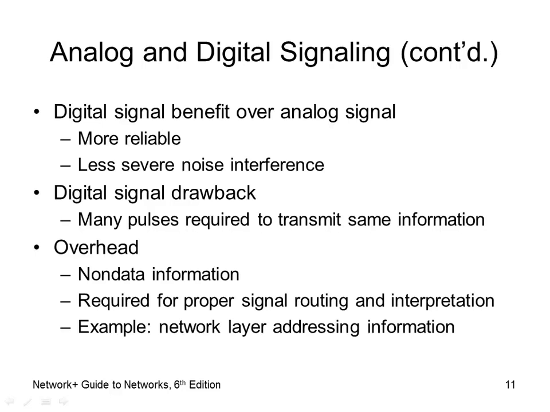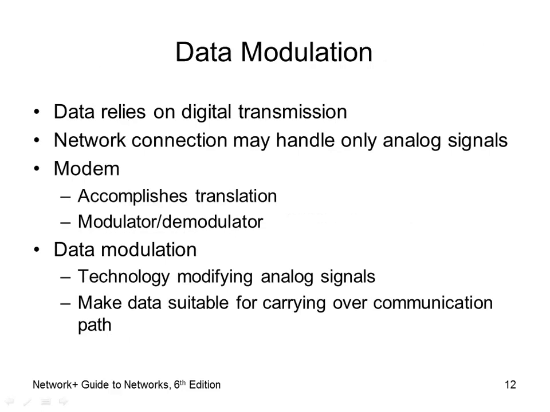Okay, so digital is more reliable, with less noise interference. The digital drawback, though, is many pulses are required to transmit the same information. Digital requires overhead. So modulation is the way that you transmit data. And data relies on digital transmission.